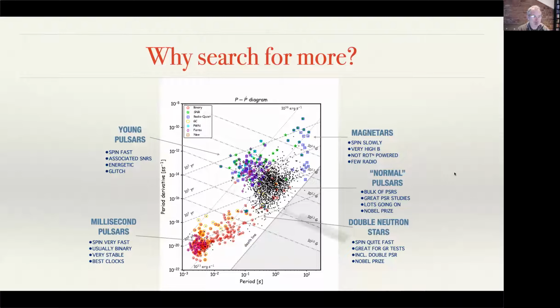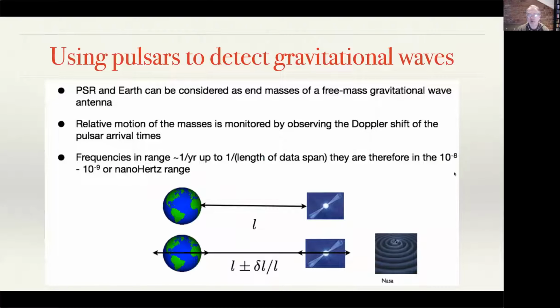If we first zoom in on this region at the bottom left-hand side, the so-called millisecond pulsars, why is it that we would like to find more millisecond pulsars, for example? Well, one of the reasons why we want to find more millisecond pulsars is to use them to try and detect gravitational waves.